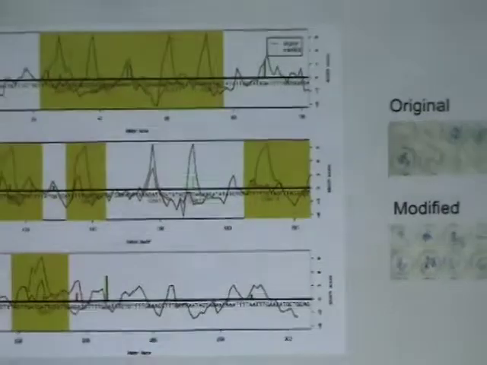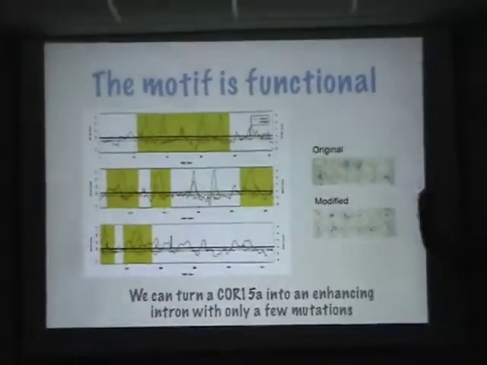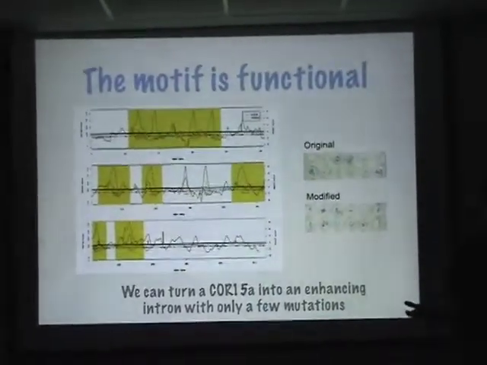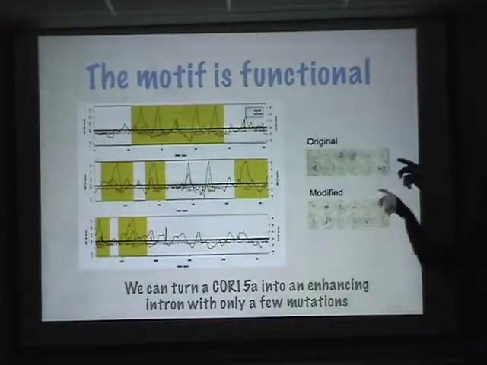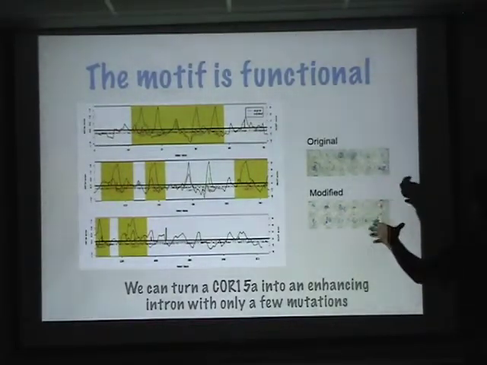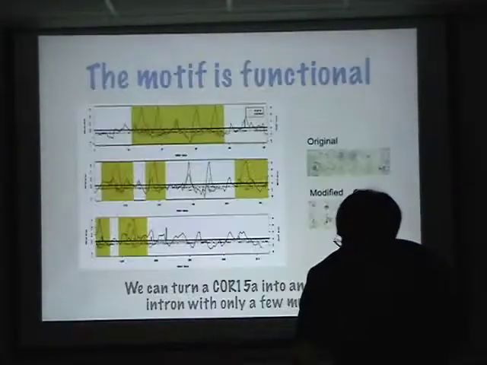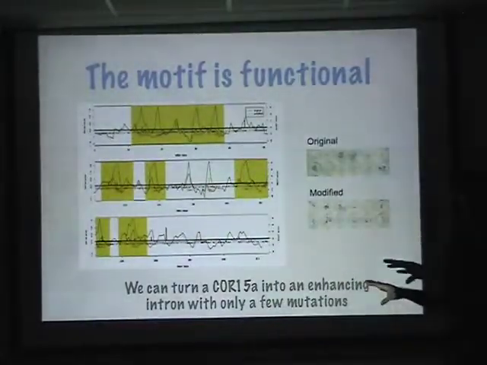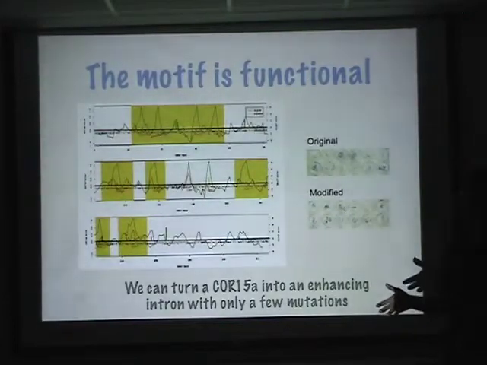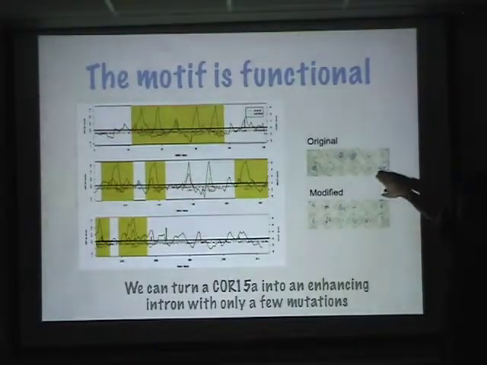So what we can do is we can then say, what if we were to take that intron, Core 15A, the one that didn't enhance expression at all, and edit it by putting that motif, that thing that I just showed you here. We're going to take this sequence, things like that, and put it into this sequence here that does not enhance expression at all, and see if it does. So here's the original sequence. Here it is modified. We've turned this thing that was not really enhancing expression at all into something that's very powerful.